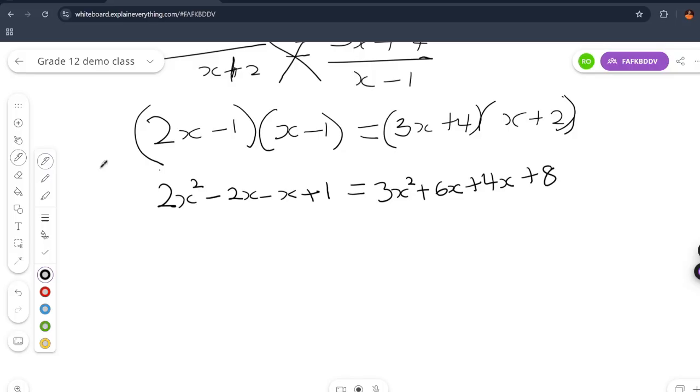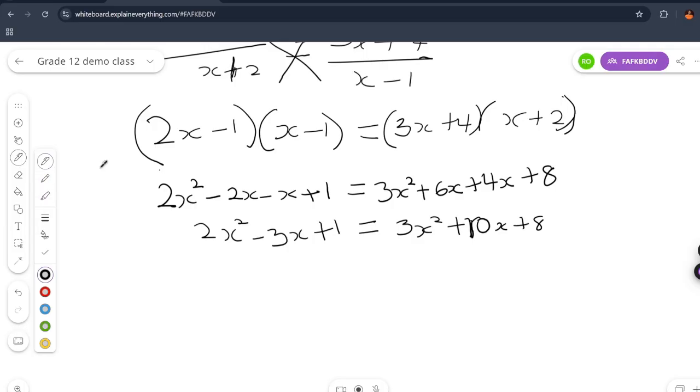Now let's simplify both sides so that we have 2x squared, minus 2x minus x will give minus 3x, plus 1, and then this will be equal to 3x squared plus 10x: 6x plus 4x will give 10x, then plus 8.